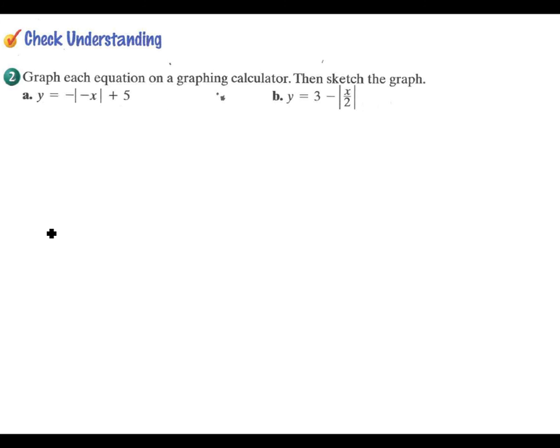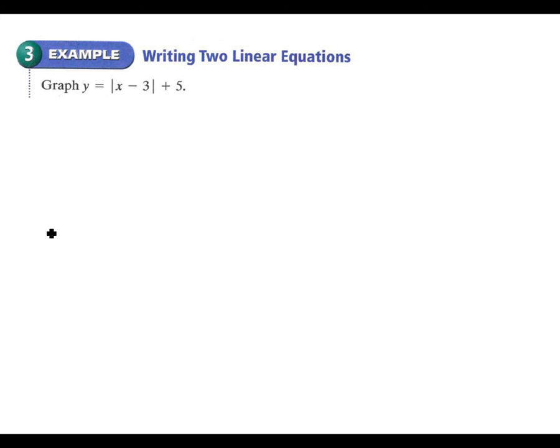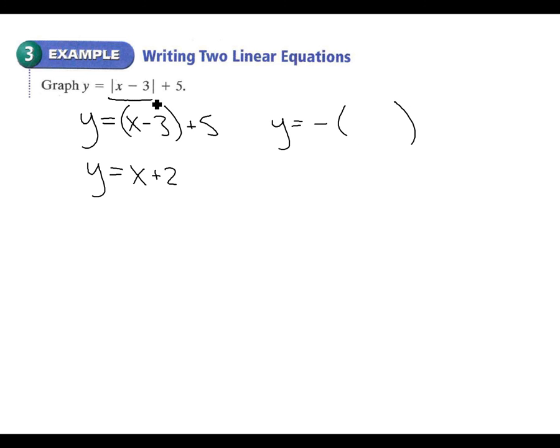All right, for understanding check number 2. Writing two linear equations. We should remember this from when we did absolute value the first time. Absolute value can be written as two equations. The normal one. So it just comes out, and we can clean this up and just make it y equals x minus 3 plus 5, which is plus 2. We can also write the negative. Whatever's in the absolute value here is a plus and a minus. So negative x minus 3, and then plus a 5 on the end. So we're going to have y equals negative x plus 3 plus 5. So y equals negative x plus 8.